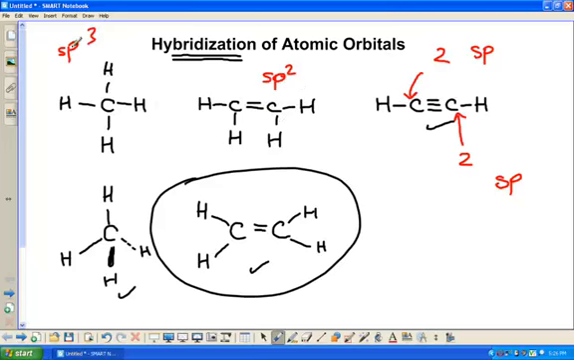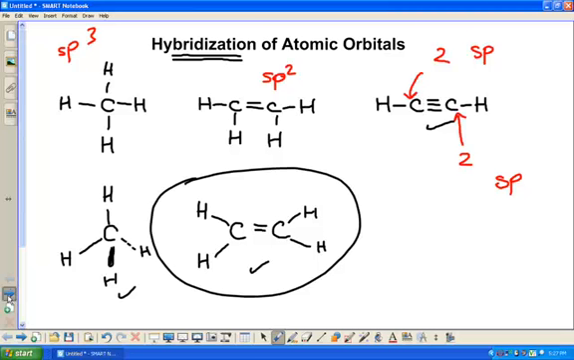Alright? So the total number of s's and p's here must add up to the number of directions around the central atom. So 4 always means tetrahedral. 3 always means trigonal planar. 2 always means linear. Alright? So sp3 always means tetrahedral. sp2 always means trigonal planar. And sp always means linear.